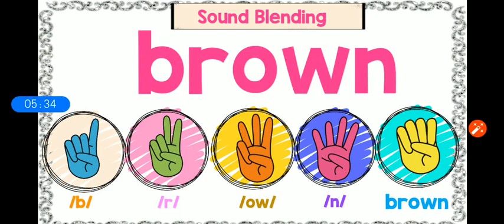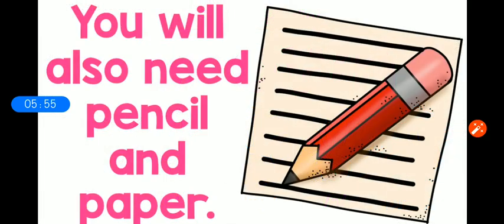Now let's blend this one. B, R, A, brown. B, R, A, brown. Did you make your fist? Did you lift up the right fingers? Beautiful. Now, you will need a pencil and paper.